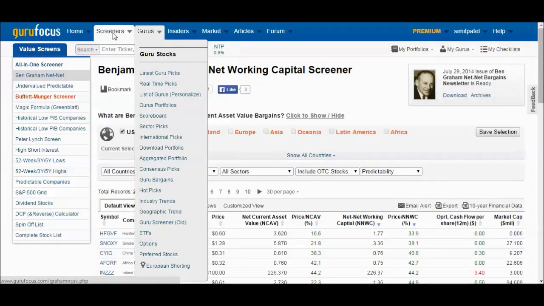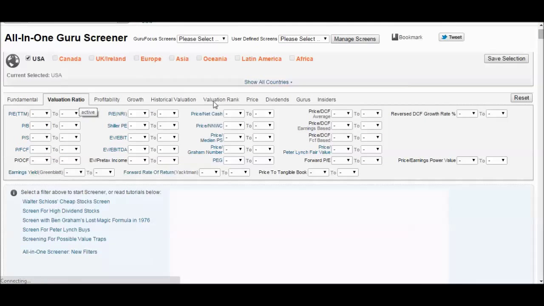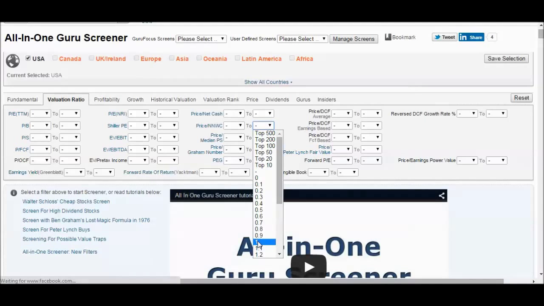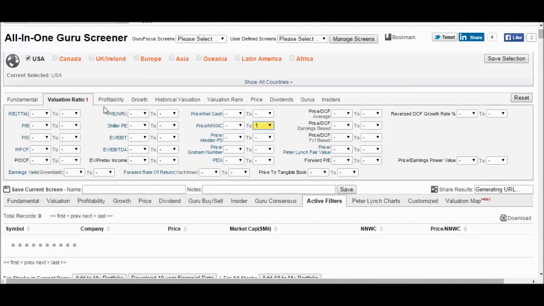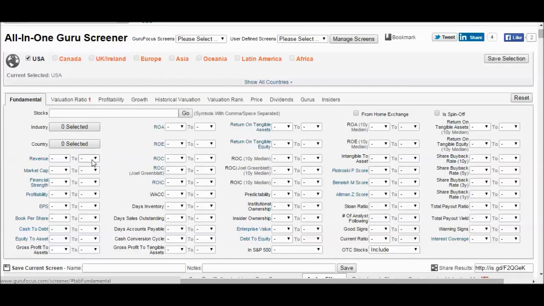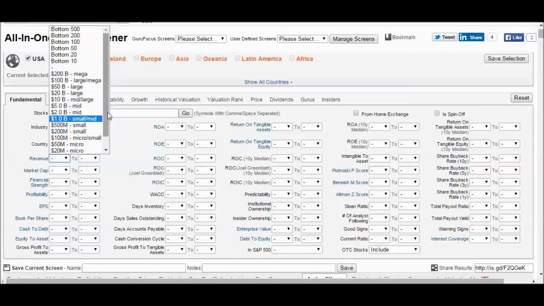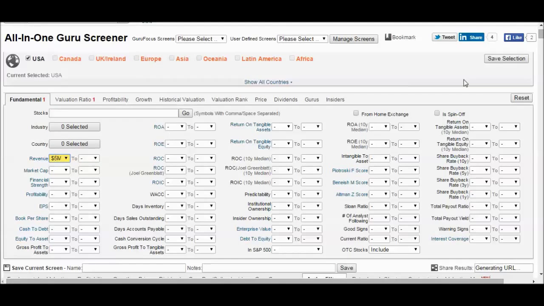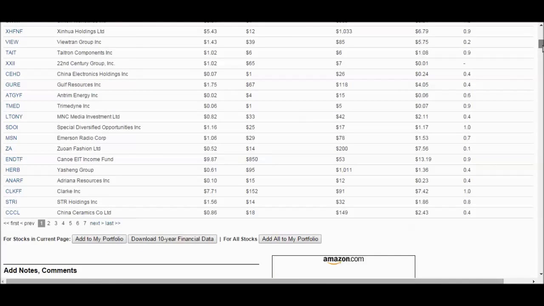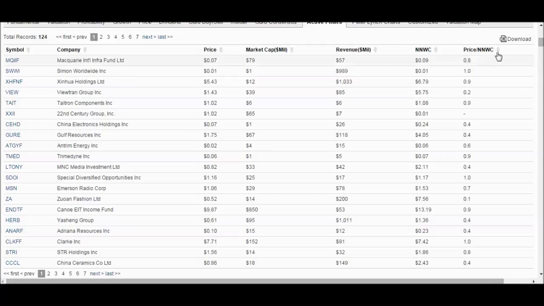But what's also interesting is if you go to the screener, the all-in-one screener, and in the valuation ratio section, you can specify price to net working capital. Let me see the ones that are at 1 at most. And then you can also add in other attributes. So you want to make sure the company has at least some revenue. Let's say it has at least $5 million in revenue, for instance. So the company has some sales, maybe it has some earnings. Here you can apply whatever filters you want, and you get something to start with. And then you can filter from there.